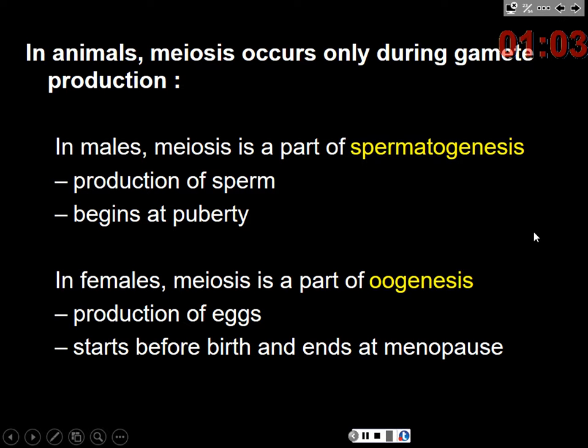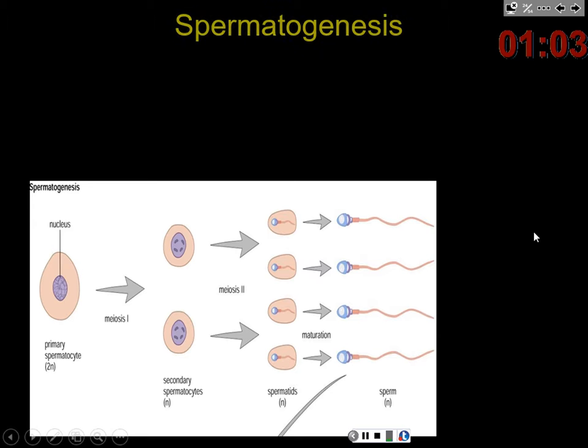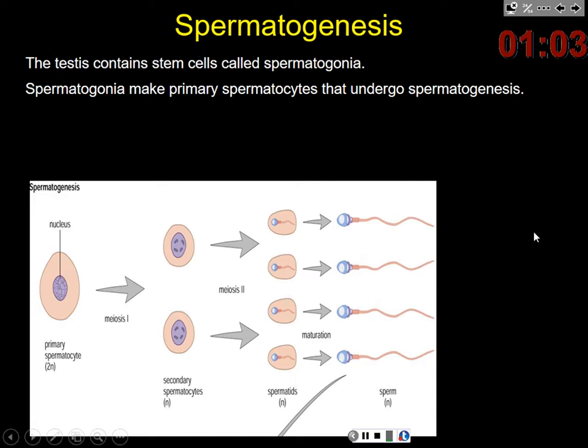Okay, so let's talk about spermatogenesis just briefly and see how meiosis fits into it. It all begins with a stem cell called a spermatogonia. The testes contain stem cells called spermatogonia. These spermatogonia undergo division and produce the primary spermatocytes. Spermatogonia make the primary spermatocytes, and it is that primary spermatocyte that's going to undergo meiosis.